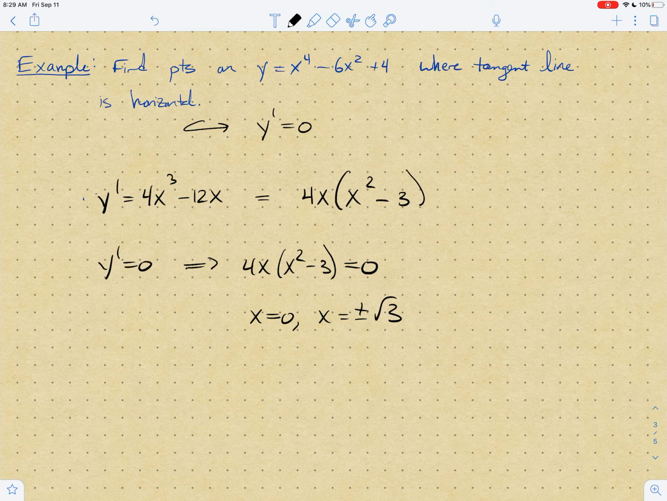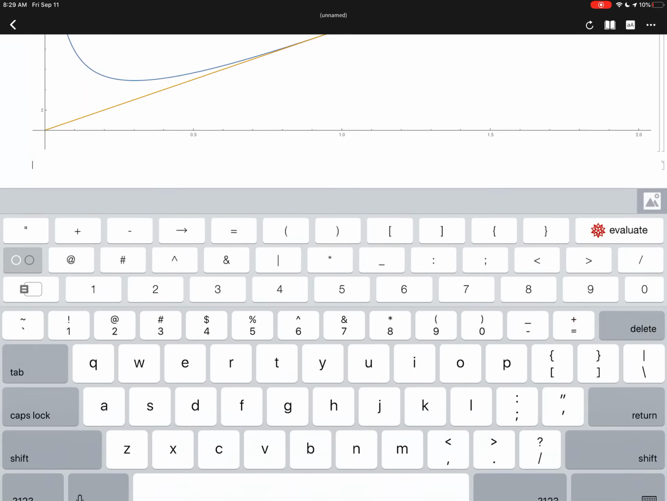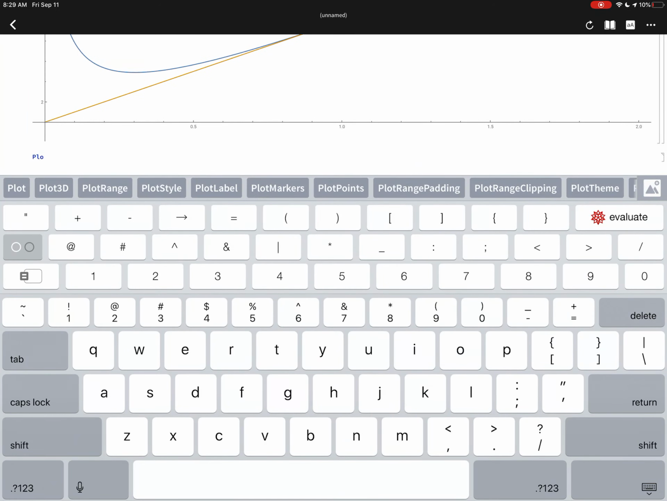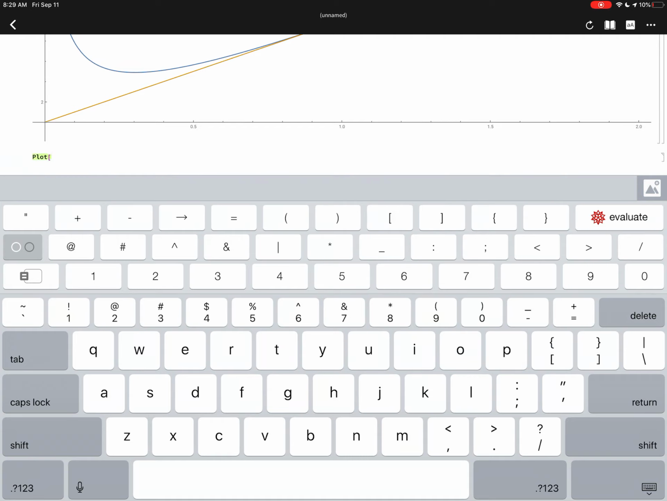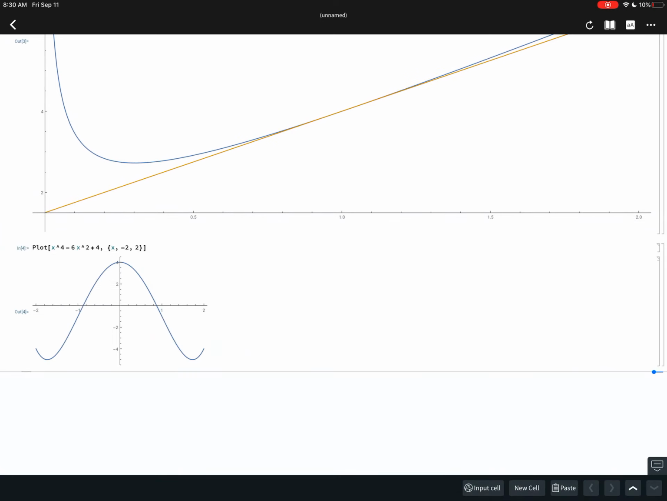So let's go back to the Mathematica notebook. I didn't have this typed in ahead of time, but that's okay. We can do it together. So let's see. We're going to go ahead and say plot, and then I want to plot our function, which was what? x to the 4th minus 6x squared plus 4. And we want to cover all the way down to minus root 3. So let's see if we can go from, let's say, x goes from negative 2 to 2. Let's just try that and see what this looks like.